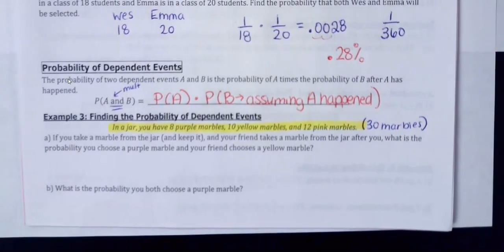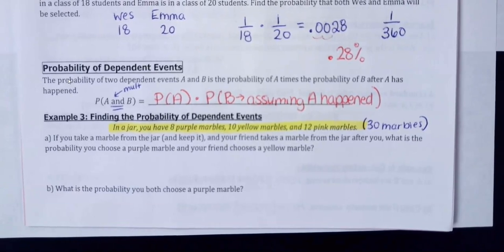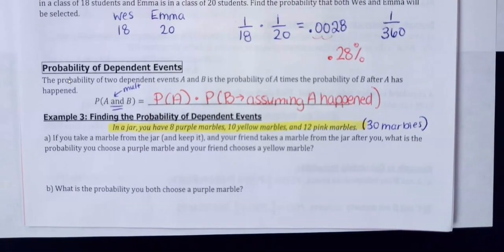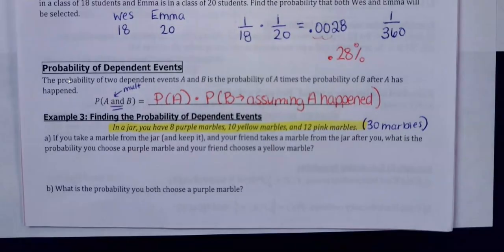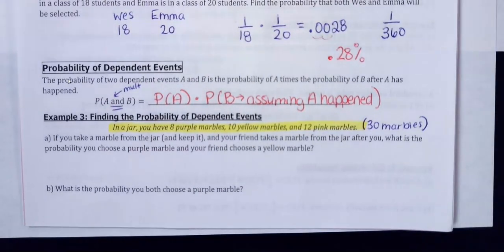So there's 30 total marbles in this jar. Now, these are going to be dependent events because as I read through this question, you're going to draw a marble out of the jar, but you're going to keep it. So when you keep it, that alters the probability of the second thing happening. That's why these are going to be dependent events.